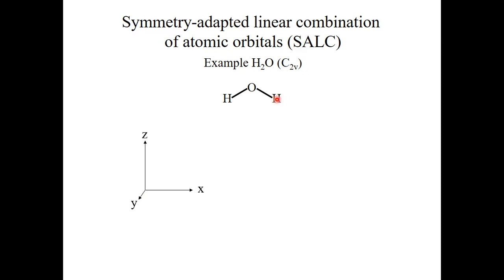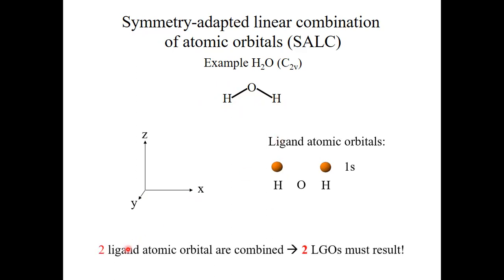So now we need to combine the ligand orbitals to form ligand group orbitals. How many ligand orbitals do we have? Well, that's two, the two 1s orbitals of the hydrogens. So we would expect that we have two ligand group orbitals that will result from the combination of the two 1s orbitals here.